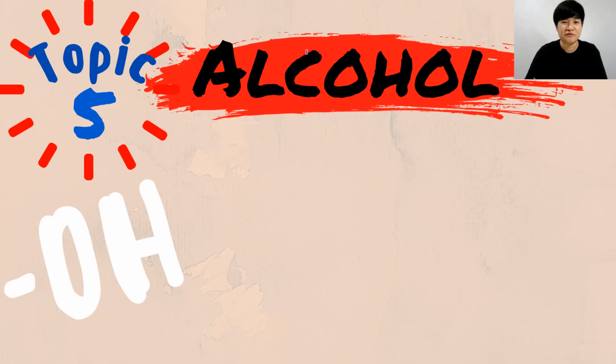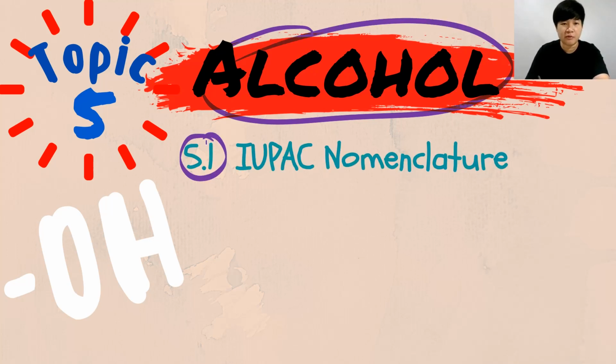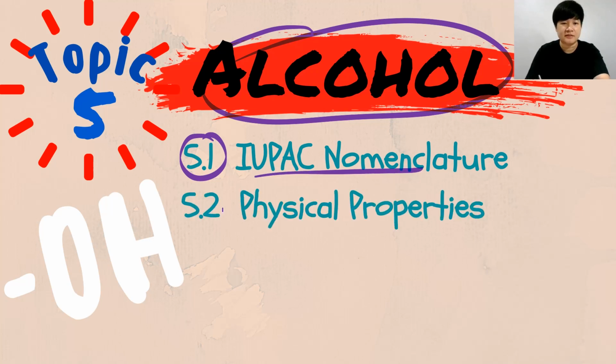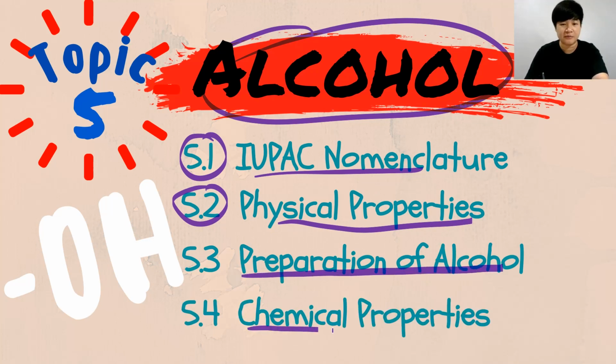For today's video, we'll discuss alcohol. And alcohol will have 4 subtopics. The first one, 5.1 IUPAC naming. Second, you have your 5.2 physical properties. And then you have your preparation of alcohol. Last but not least, you have the chemical property of alcohol. For this video, we'll look into your IUPAC naming.